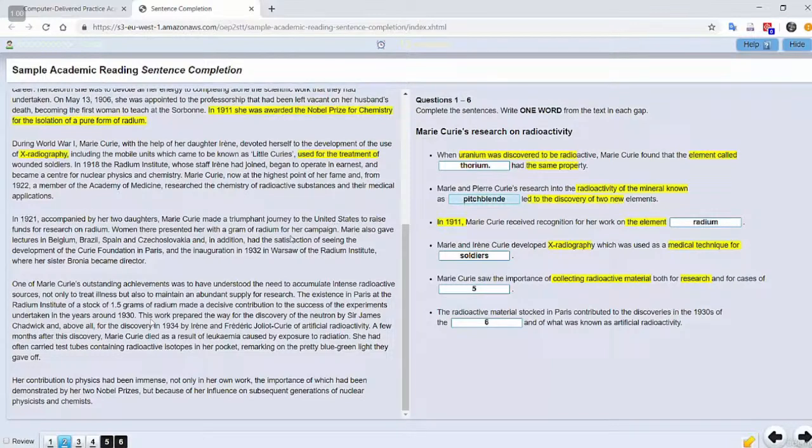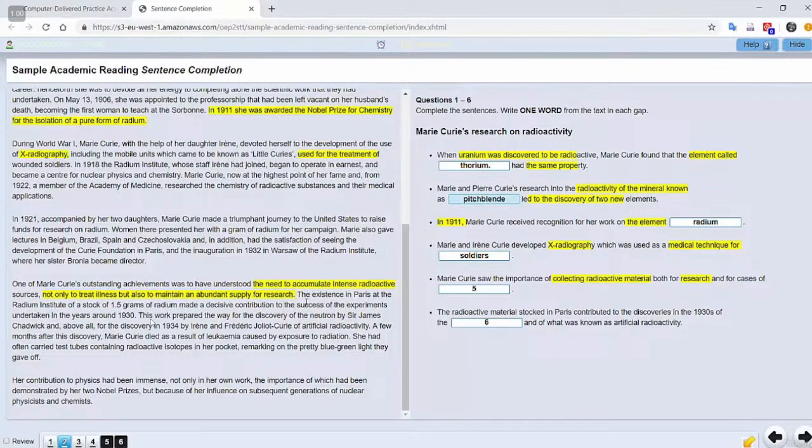I'm looking for a synonym for collect. Here it is right here. Okay. Accumulate. The word accumulate is a synonym for the word collect. That means I know number 5 is in that sentence. As I've told you, things go in order. One of Marie Curie's outstanding achievements was to have understood the need to accumulate intense radioactive sources, not only to treat illness, but also to maintain an abundant supply for research. So right here we have our two things.